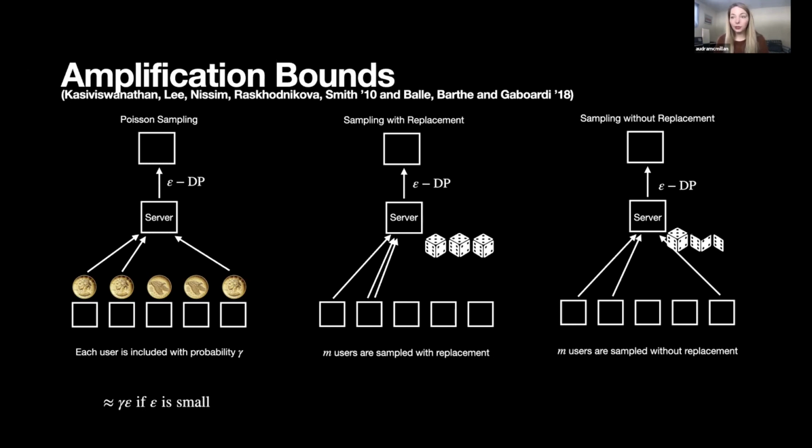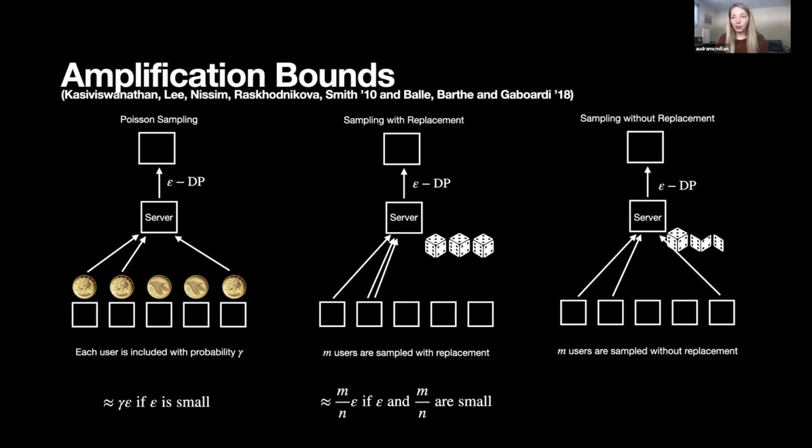Okay, and the answer can be quite a lot. So what happens? Let's look at Poisson sampling first. The amplification, or the privacy of the total mechanism, is gamma epsilon for small epsilon. There is a bound for large epsilon, but it looks quite different to this, so we're going to focus on small epsilon. What this says is you get amplification by about the fraction of the people who contribute their data.